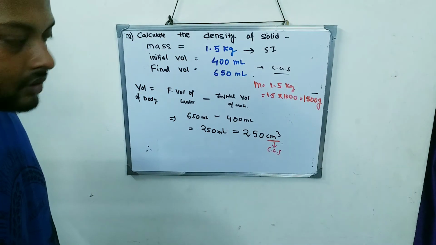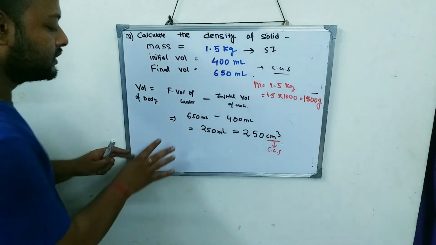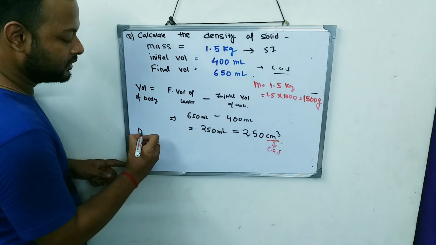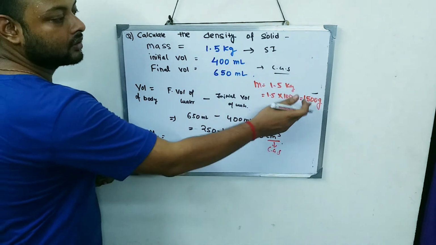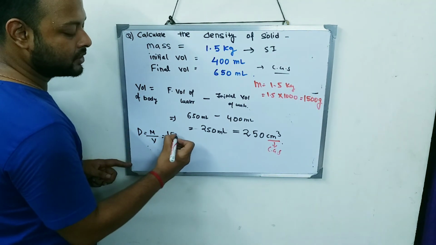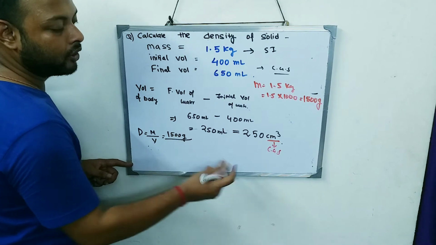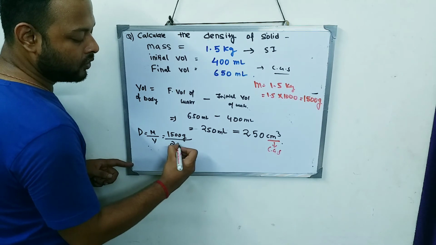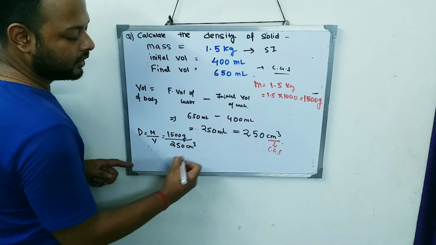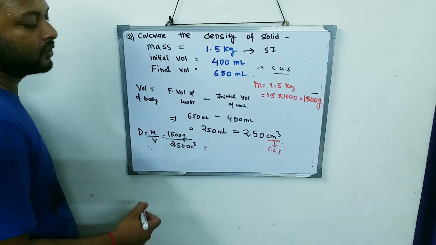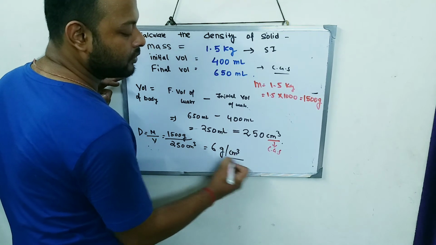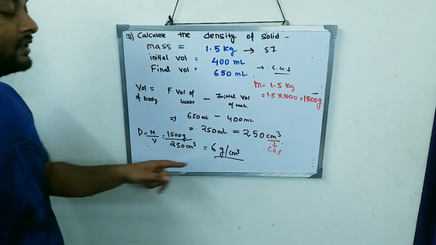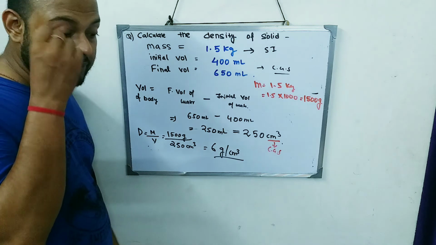So density is equal to how much? Density is mass by volume. We know this formula. Mass is 1500 gram. Volume is 250 centimeter cube. If I divide 1500 by 250, it comes as 6 gram per centimeter cube. So I got the answer of density in CGS unit, 6 gram per centimeter cube.